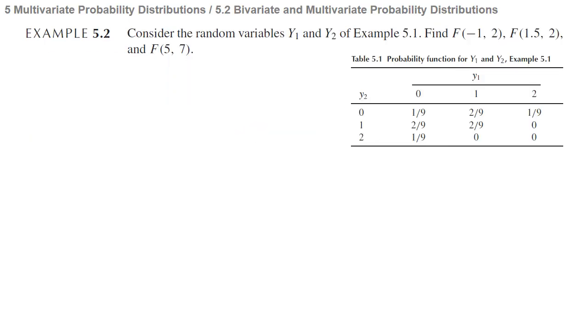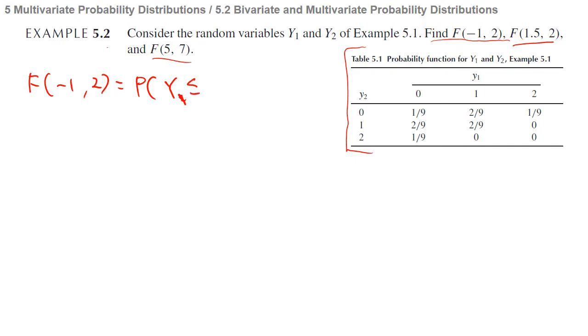Okay, let's solve example 5.2. Consider the random variables y1 and y2 of example 5.1. The probability table for example 5.1 is given here, and find F of minus 1, 2, and F of 1.5, 2, and F of 5, 7. So what is F of minus 1, 2? This is the probability of y1 is less than or equal to minus 1, and y2 is less than or equal to 2.